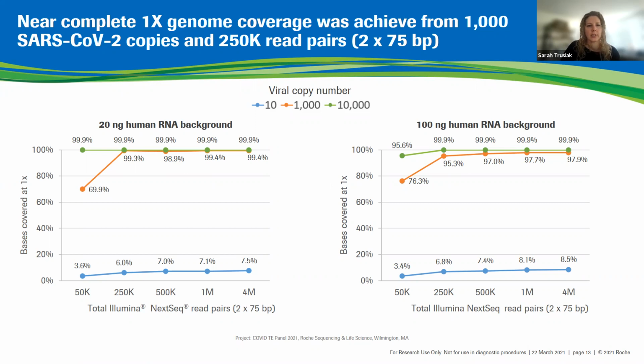But for down to 1,000 viral copies at 250,000 reads in the lower human RNA background, we get over 99% coverage of the genome at 1x, and over 95% coverage in the higher human RNA background for 1,000 copies. Even our 10 viral copy samples, again, we achieved 3 to 8% bases covered at 1x from 50,000 to 4 million NextSeq read pairs.